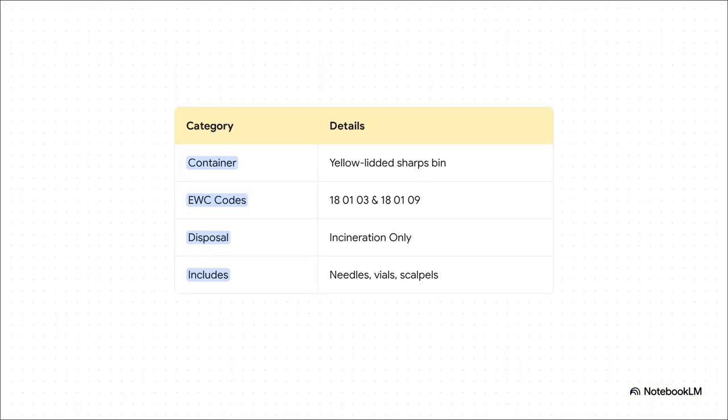First up, sharps and pharmaceutical waste. This stuff is hazardous. Your number one visual clue? The yellow lid. See a yellow-lidded sharps bin, and you know exactly what's inside. We're talking needles, scalpels, even teeth without amalgam fillings. And here's the crucial disposal fact. It is incineration only, no other option. Remember that yellow lid.